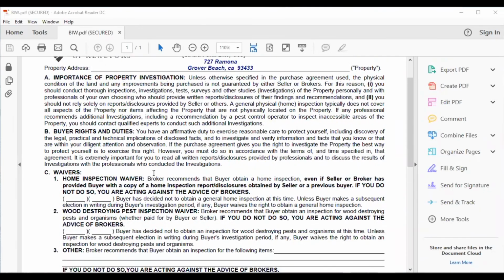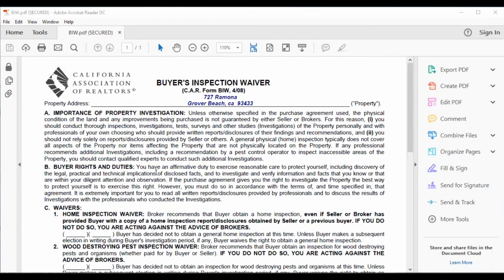So this form is what you use when your buyer is not going to have any type of inspection. And this is required for our sky slope. So if they're not having inspections, you will need to have this buyer's inspection waiver.